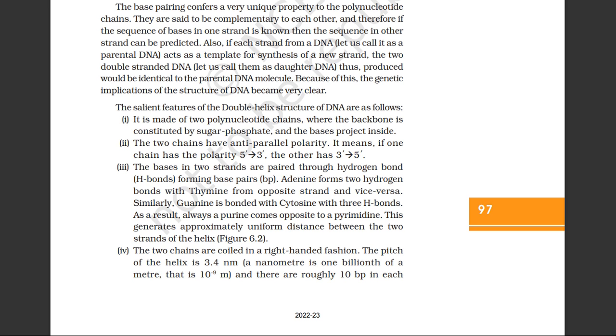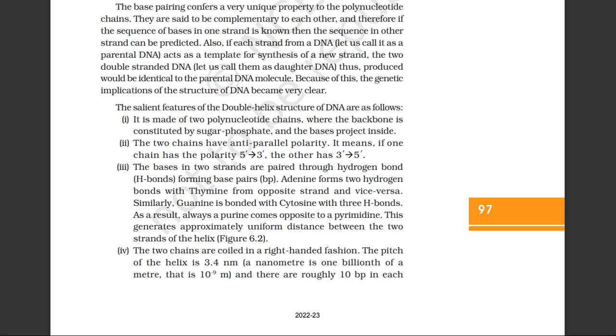3. The bases in two strands are paired through hydrogen bonds (H-bonds), forming base pairs (BP). Adenine forms two hydrogen bonds with thymine from the opposite strand and vice versa. Similarly, guanine is bonded with cytosine with three H-bonds. As a result, always a purine comes opposite to a pyrimidine. This generates approximately uniform distance between the two strands of the helix, figure 6.2.